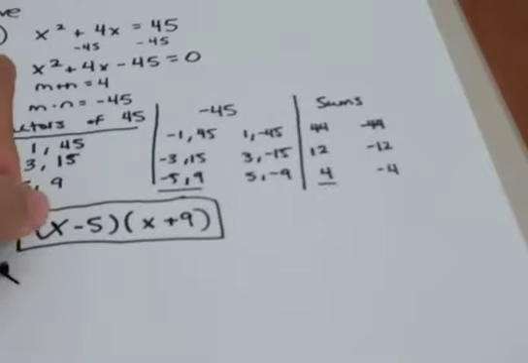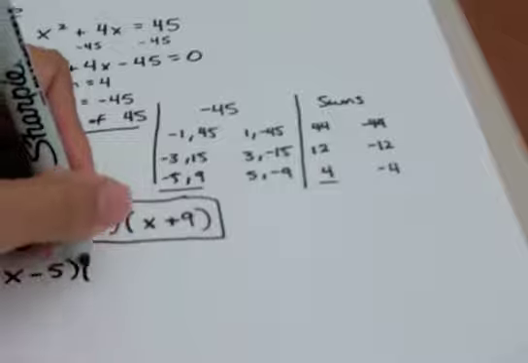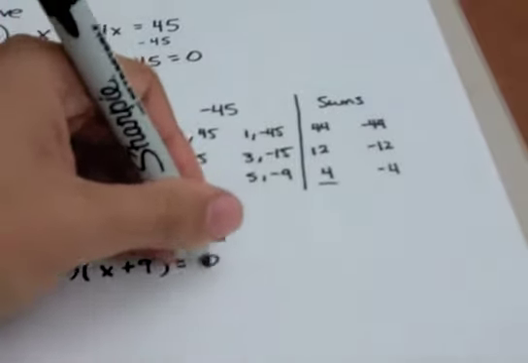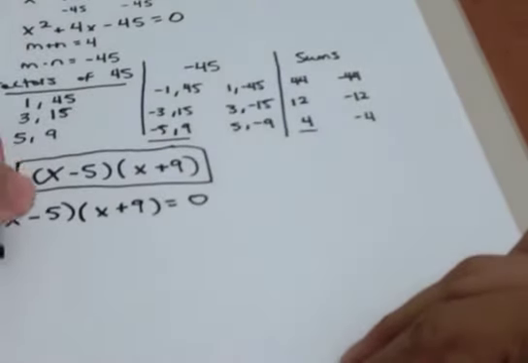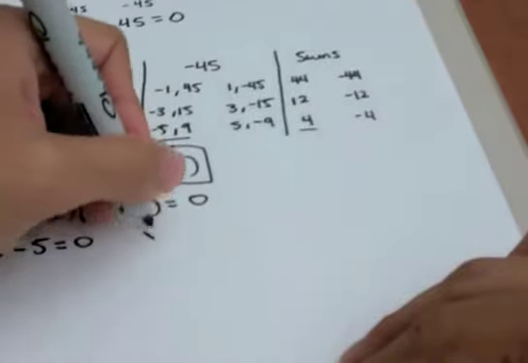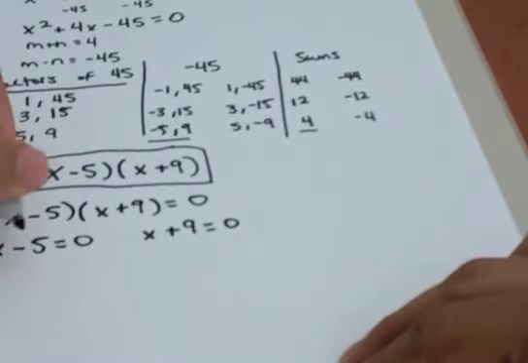Which means we have to set both parts of this equal to 0 and then solve for each specific part. So x minus 5 equals 0 and x plus 9 equals 0.